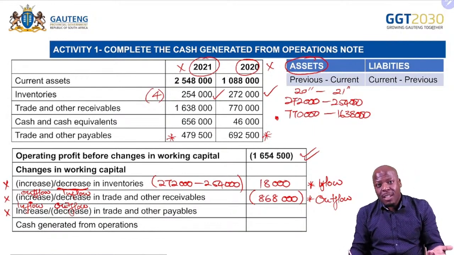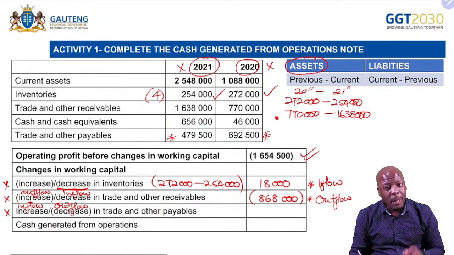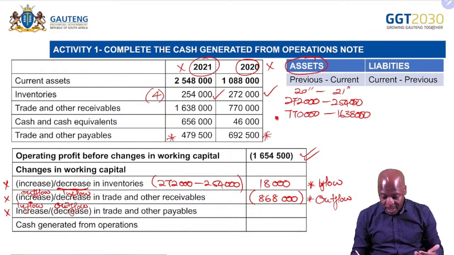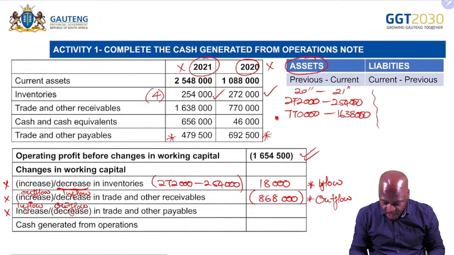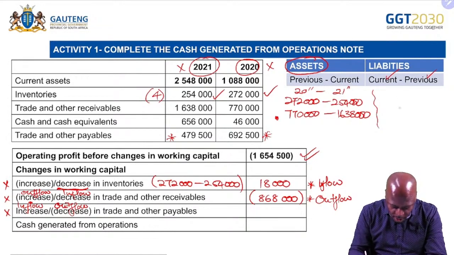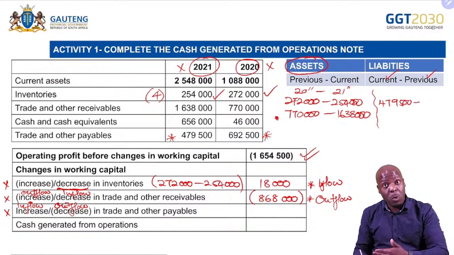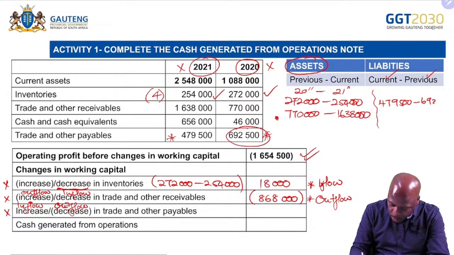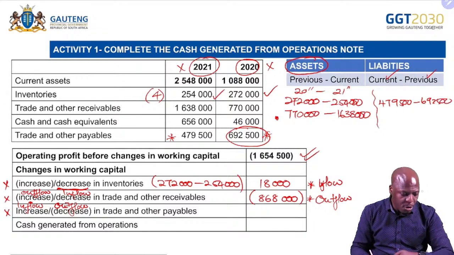Or I can use the I trust my calculator method. But this is no longer an asset. This is now a liability. Remember, it falls under current liabilities. So if this is now a liability, what then will I be saying? I'll be saying current minus previous. How much is my current? My current is the year 2021, and I have 479,500. Let me look at my previous, 2020, the previous year. And my previous is 692,500. Therefore, it should give me a figure.